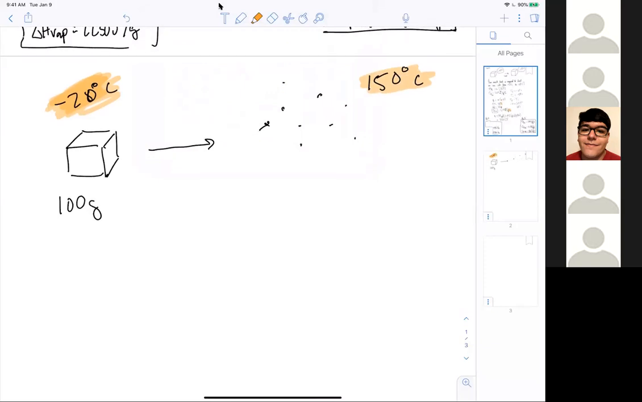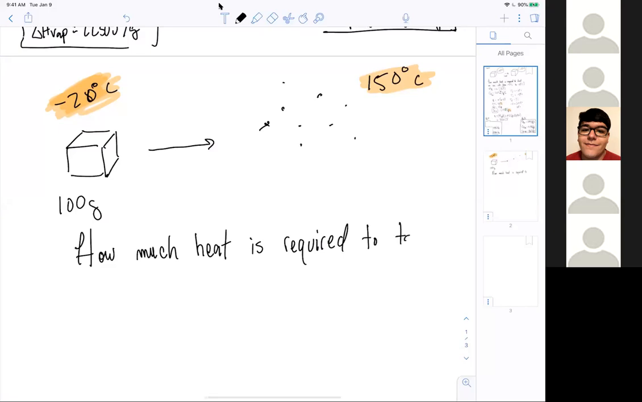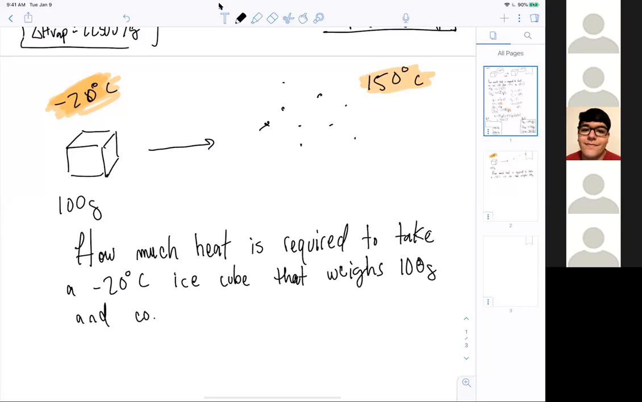If we wanted to put this in a question form, we'd say, how much heat is required to take a negative 20 degrees Celsius ice cube that weighs 100 grams and convert it to steam that's 150 degrees Celsius.